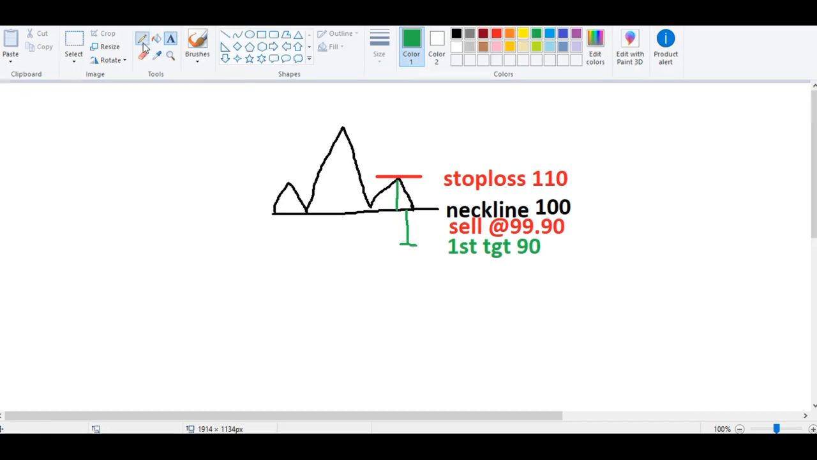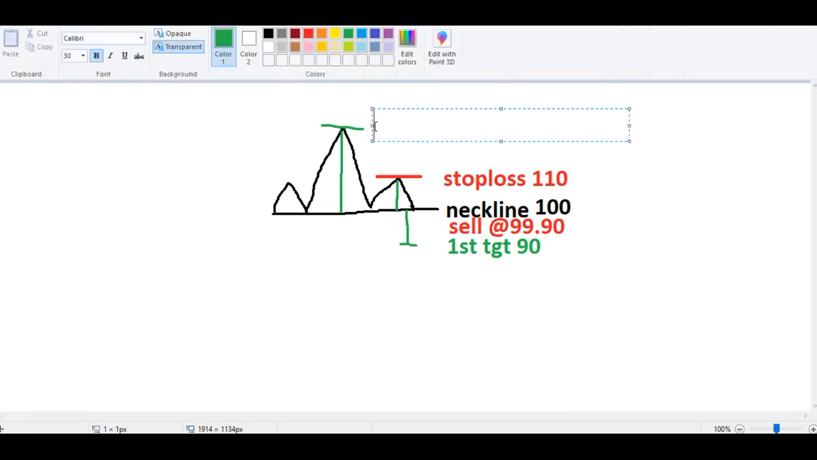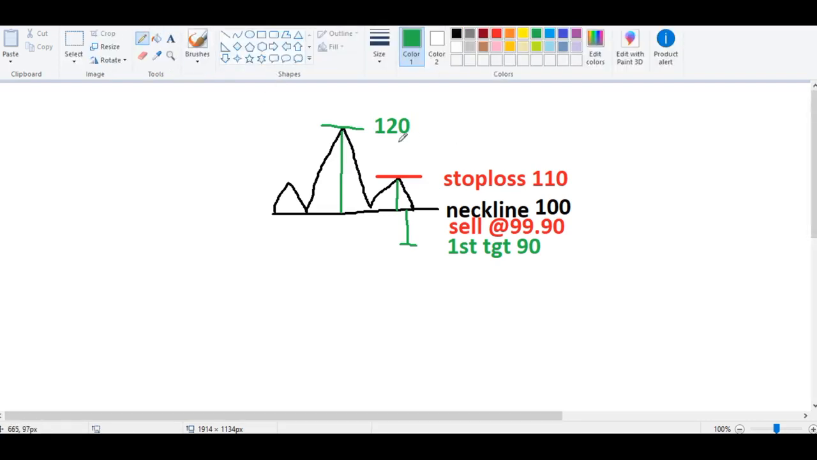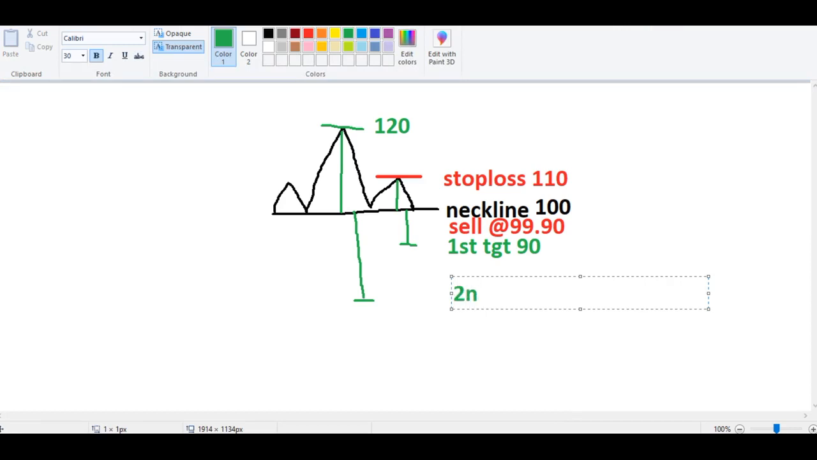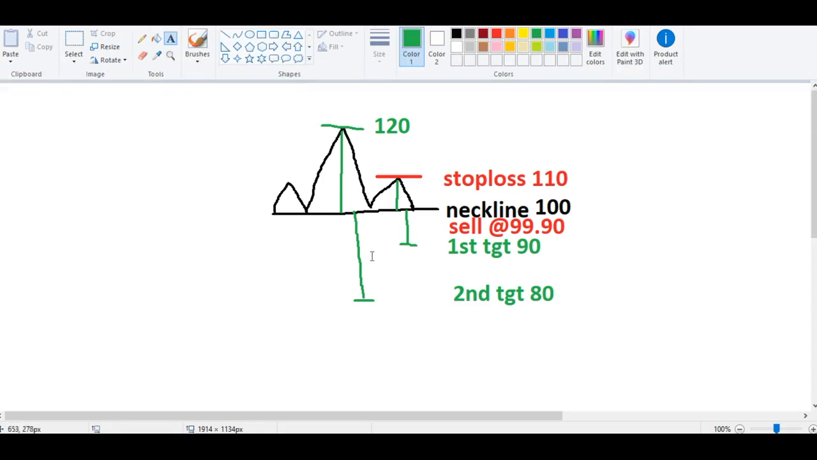Okay, and my second and final target will be the distance from the head to the neckline. Now let's say this value is 120 rupees. So my final target will be 120 minus 100, which is 20 rupees. So my second target, final target, will be 80 rupees. Okay, I hope this is clear.